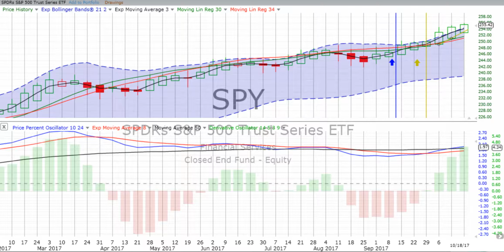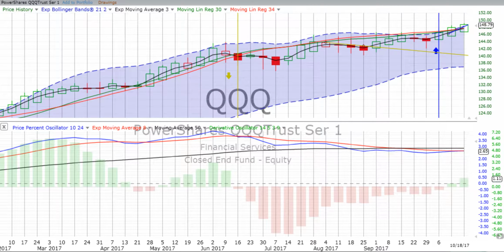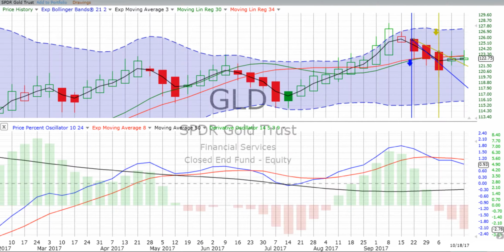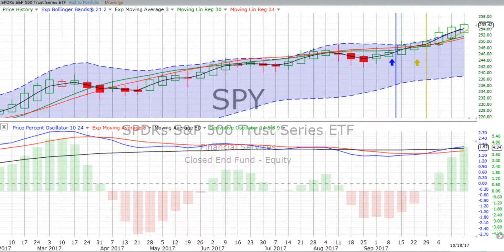We see the S&P 500 up about 1/10% for the day. The Q's down about 1/10%. TLT, that's 20-year bonds, down 0.66%. And gold down 0.38%. Now let's jump first on the weekly chart into the S&P 500.